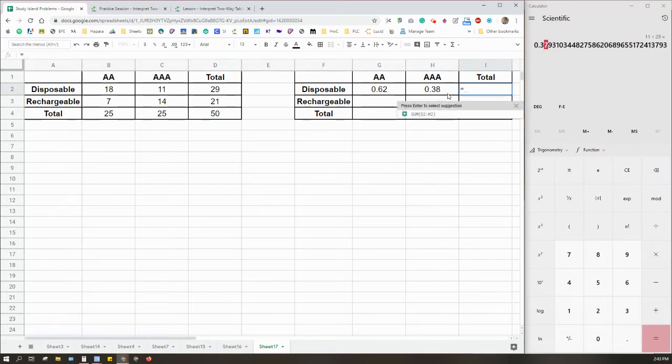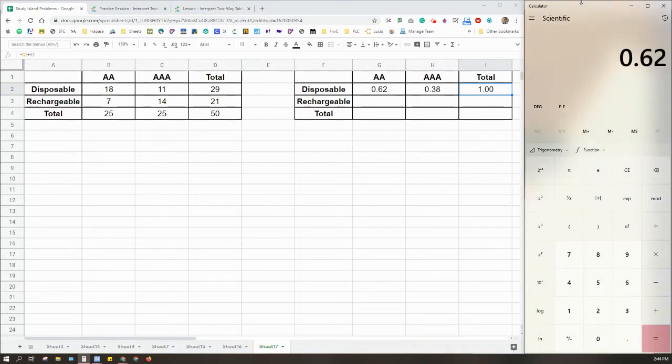Lastly, the total should be those two things added together. So I'll say equals that plus that. So I just clicked on the cells and said plus, and there it goes. It adds them together for me. I could also say I want the sum of those. Of course, you could just type those into your calculator. You don't need a spreadsheet to do this problem. You could say 0.62 plus 0.38, and you get your sum, which is 1, which is 1.00.